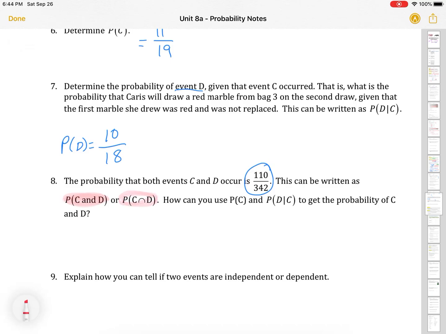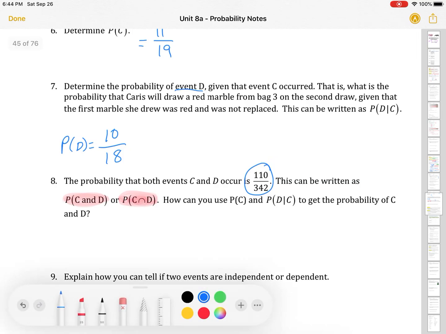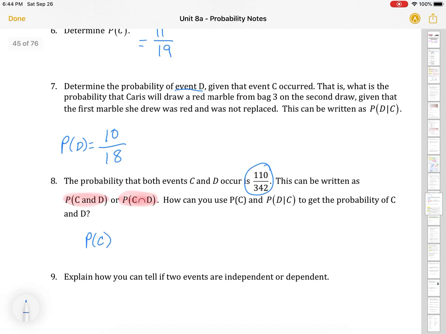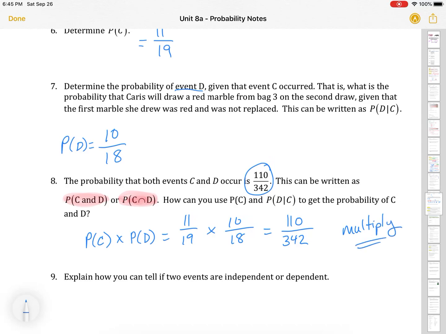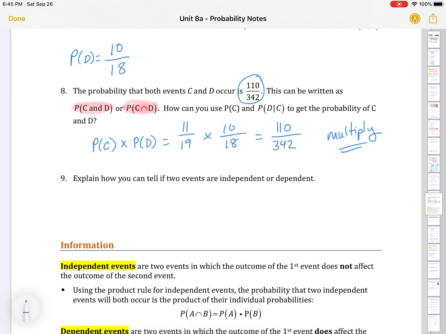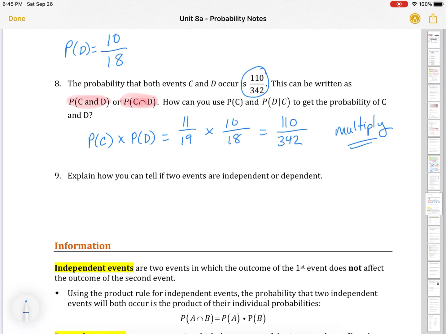Now the probability that both events, C and D, occur is 110 over 342. And again, we can represent them as P(C and D), or like so using our set notation. Now, how can we get that probability? Well, if we take P(C) times P(D), so 11 over 19 times 10 over 18, we get 110 over 342. So again, we multiply each of them.